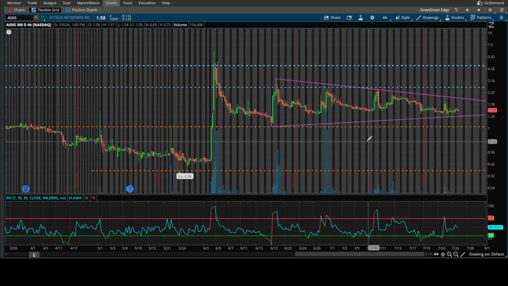I believe on TradingView you can actually do curved lines, and it actually looks like this might be perfect for this particular chart pattern, but I don't know that Thinkorswim has that. So let's just stick with the straight lines.